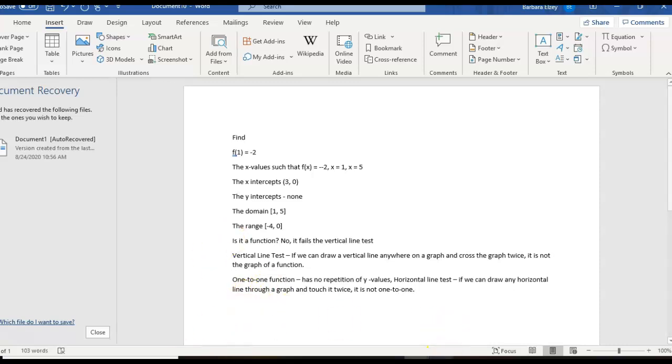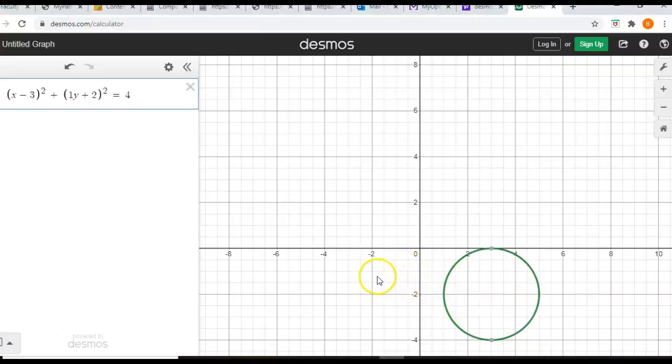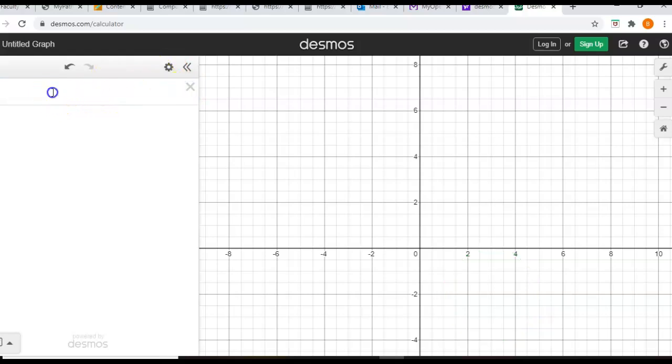All right, so let's look back at our circle and let's notice that I can draw a horizontal line and it'll hit that graph twice. So this circle is not 1-to-1. In fact, the parabola we looked at in our first example also was not 1-to-1. But if I were to draw a line, this line is 1-to-1. If I do a horizontal line anywhere that I desire, it will always just hit that line one time. So it is 1-to-1.